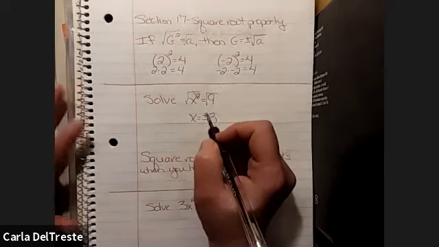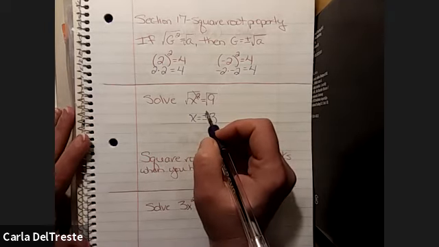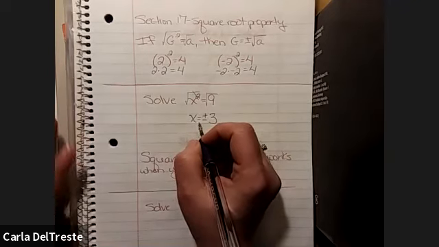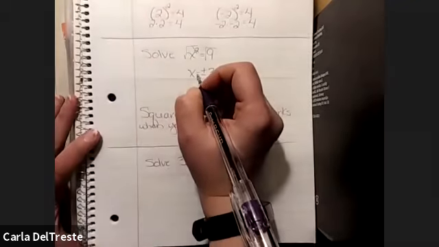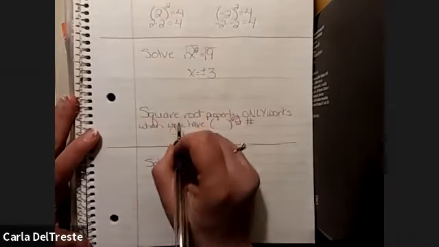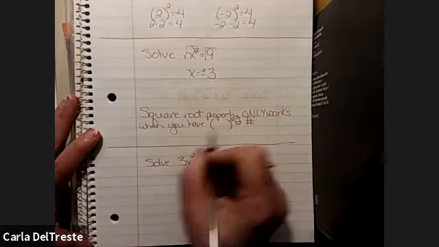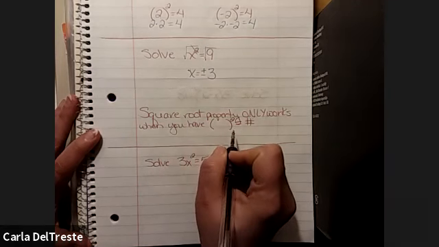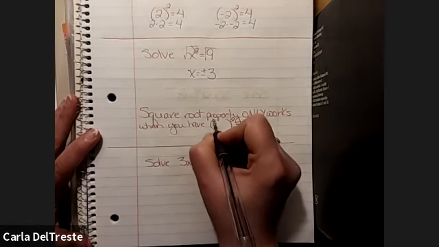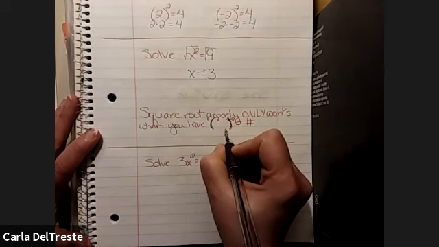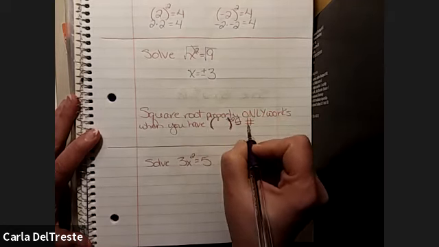So this gets to the heart of the square root property. But there's something very important that you have to keep in mind if you're going to use this technique. The square root property only works when you have something squared equals a number, and it has to look just like this: some quantity, some expression, squared equals a number.